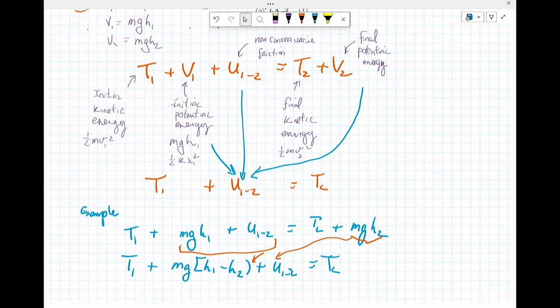Go ahead. Yeah, I'm just confused about the 1/2 kx squared. Yeah. That's the spring work, or the spring energy. So spring potential energy for me in that expression, and it can be rewritten the same way as spring kinetic, or spring work.